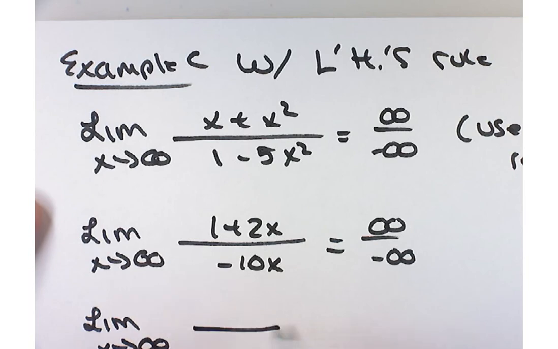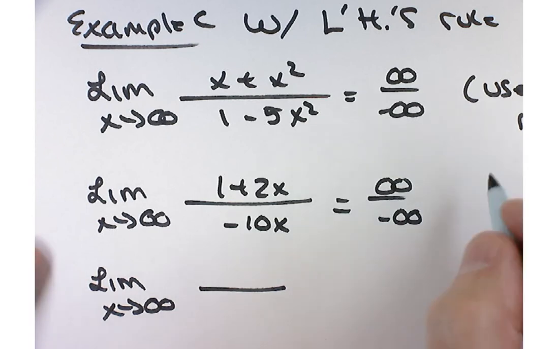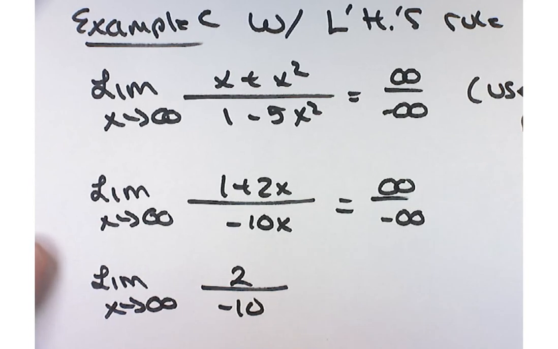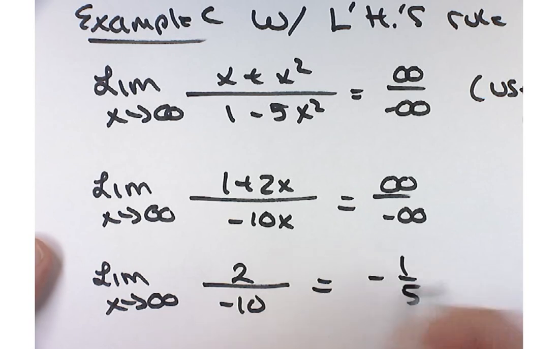All right. So what's the next derivative going to look like? Dean? 2 on the top, and then negative 10 on the bottom. Cool. There's not much work to do here to calculate this limit, right? Let's just put that in lowest terms. But you end up with the same thing we did just a minute ago.